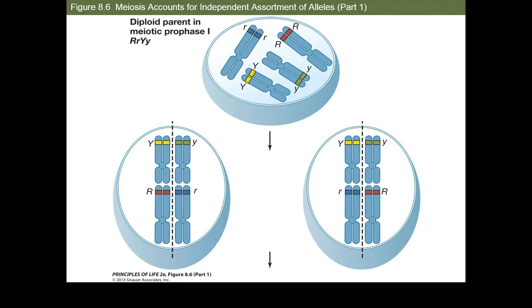Here we have a cell that is heterozygous for 2 traits. There are 4 chromosomes, 2 homologous pairs, with 2 traits between them. The alleles are big R, little r, and big Y, little y. Depending on how they line up in metaphase 1 of meiosis determines which daughter cell they go to.